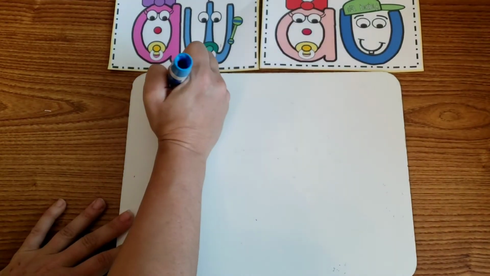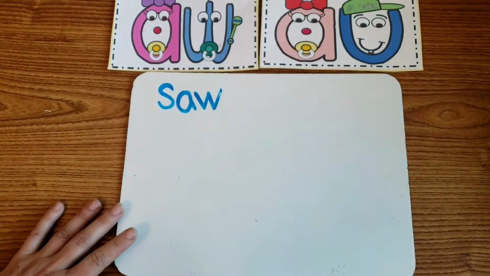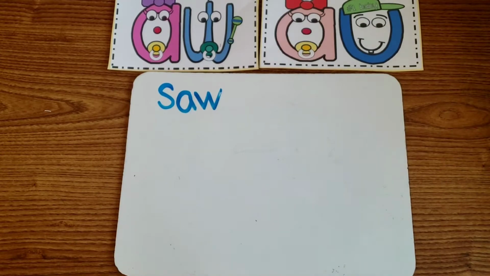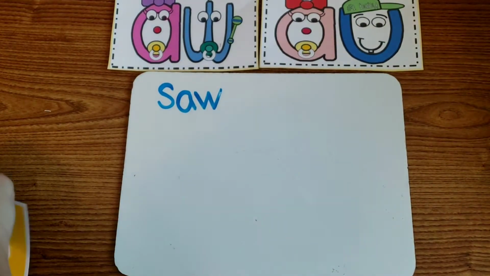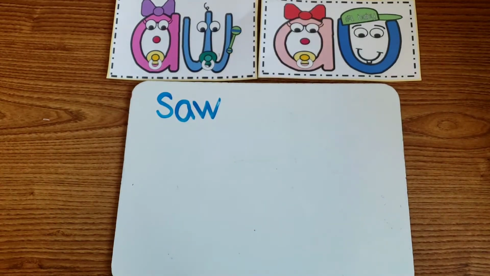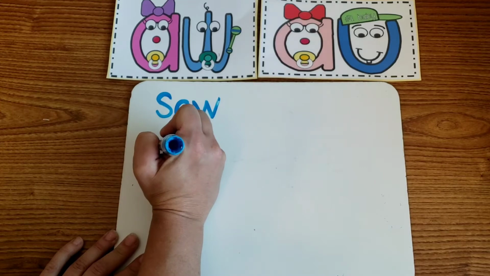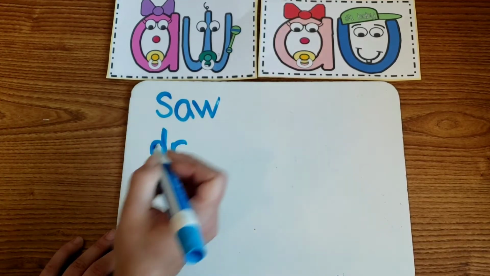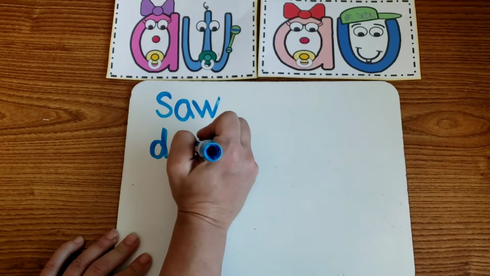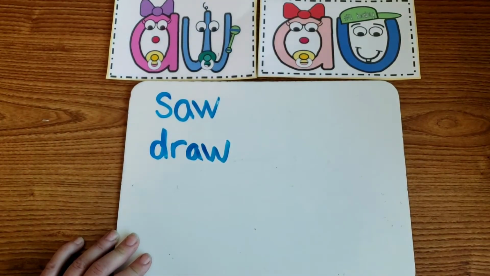Our first word is "aw." So here, I'm hearing it at the end of the syllable, so I know it's AW. Aw, so cute. So the first word is saw. My next word is draw. So I draw. We know that's our DR. And then aw at the end. So AW.